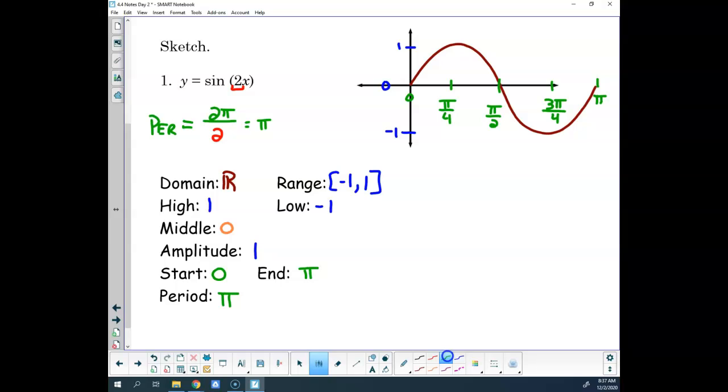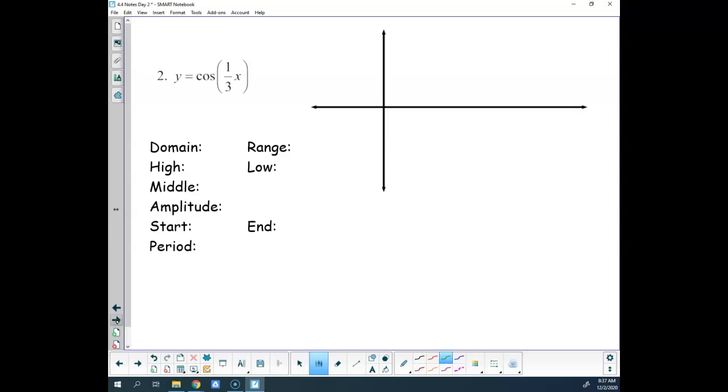Okay? Those middle 3 are just averages. So you're just averaging the two ends. It's midpoints, really, is what it is. And a midpoint is an average. And there's our sketch. With that being said, I would like you to now do the exact same thing, but for cosine of 1/3 of x.